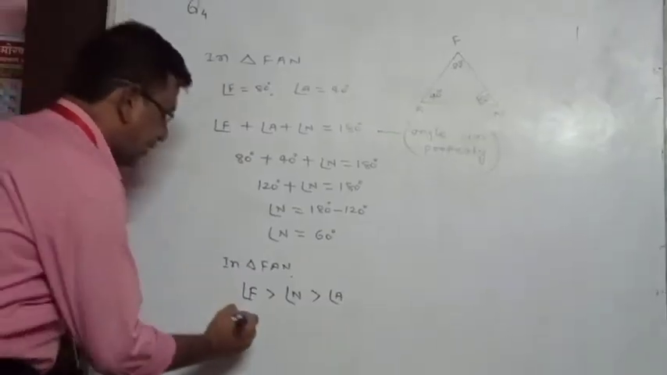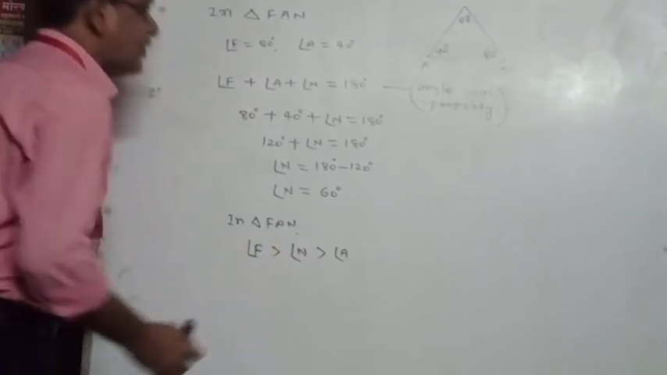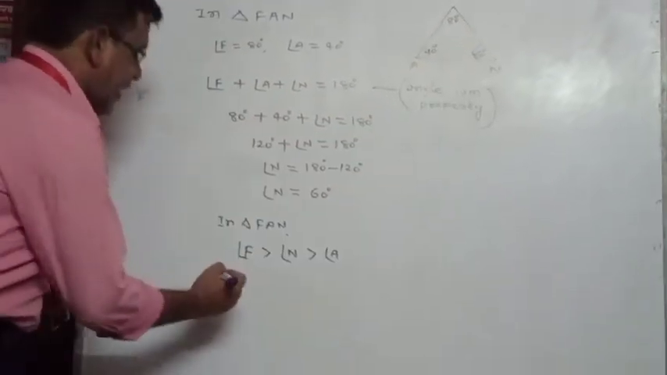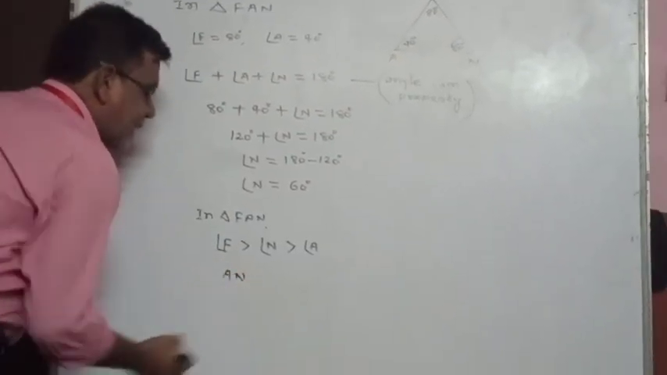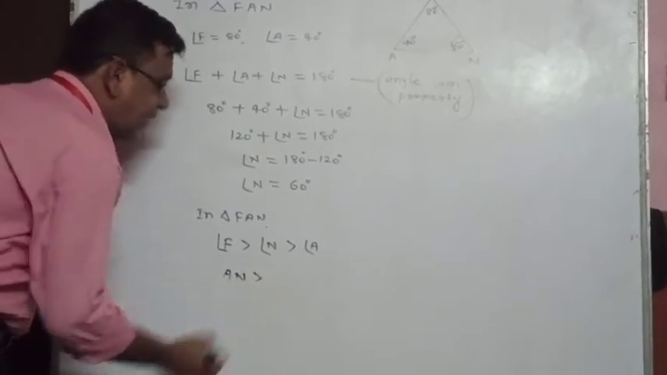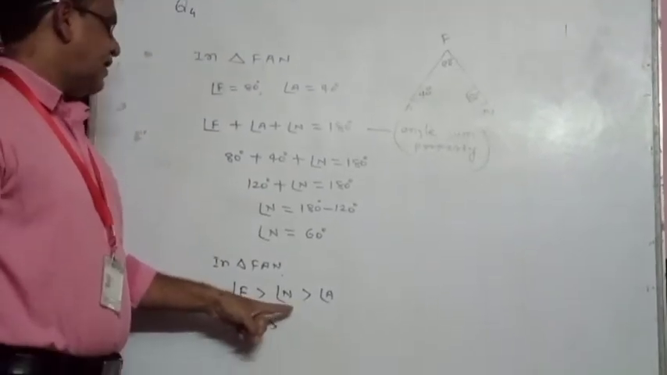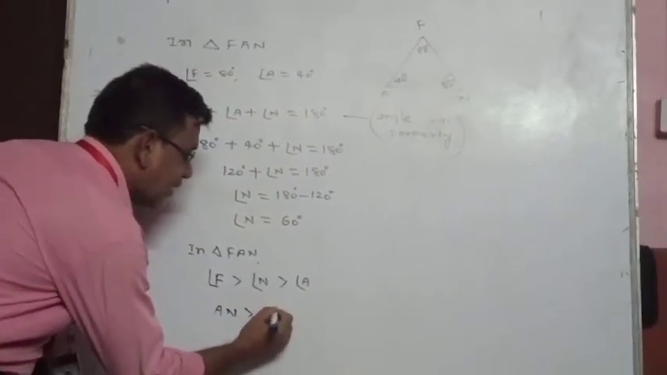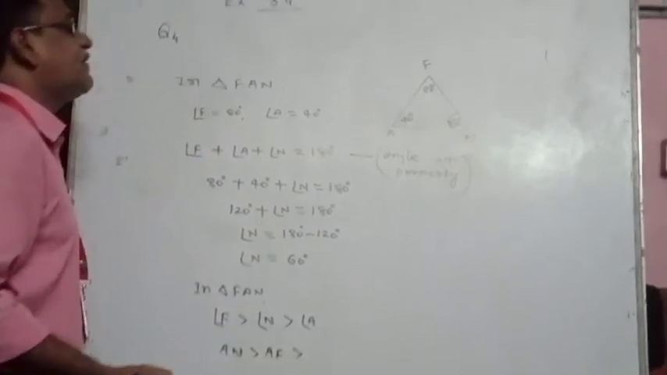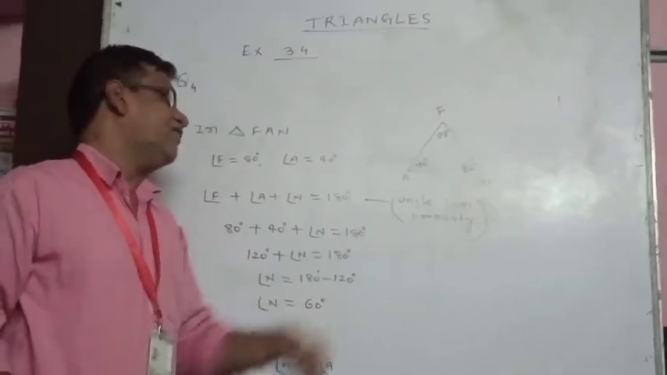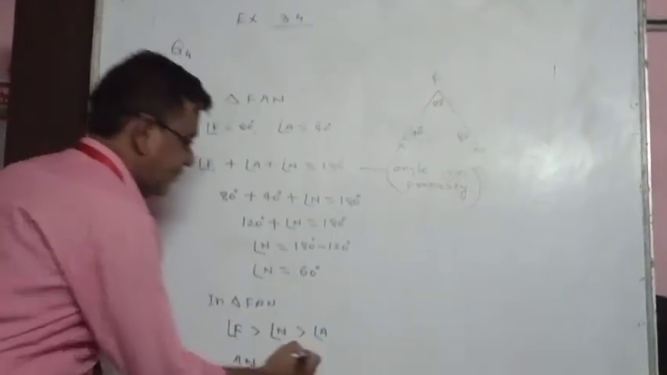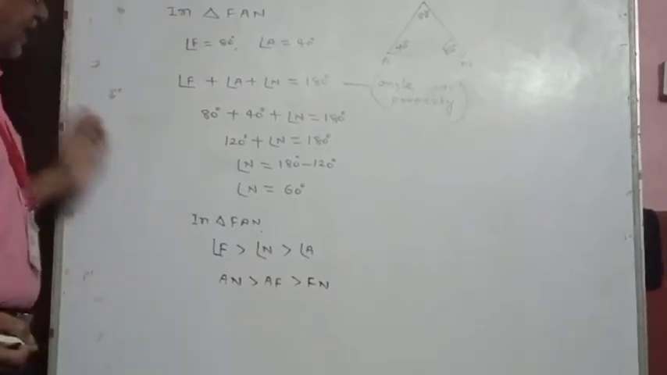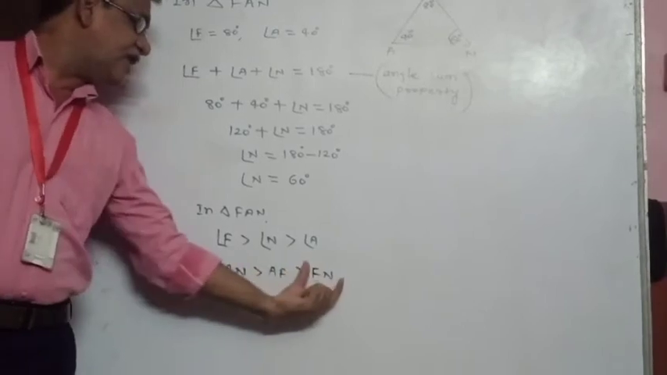Therefore, you can say that the side opposite to angle F is AN. So AN is greater than the side opposite to N, means AF, which is greater than the side opposite to smaller angle, that is 40 degree, that is FN. It means the greatest side is AN and smallest side is FN.